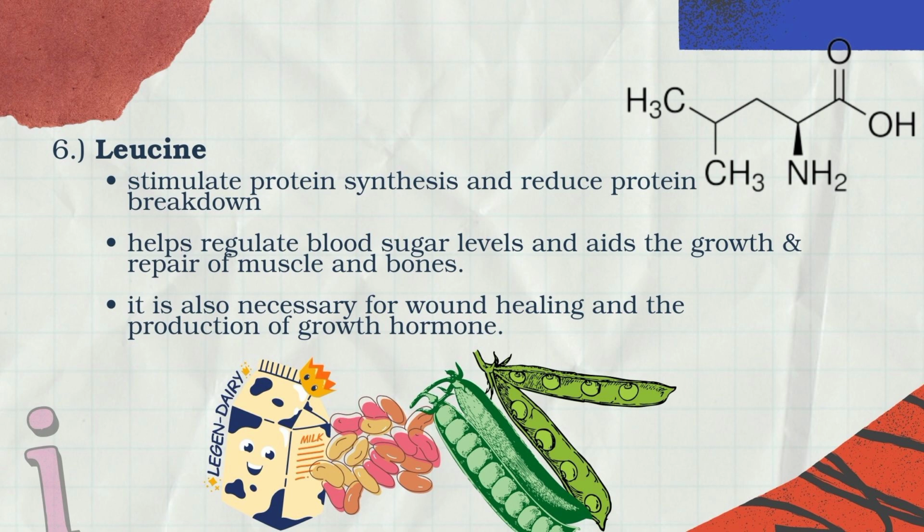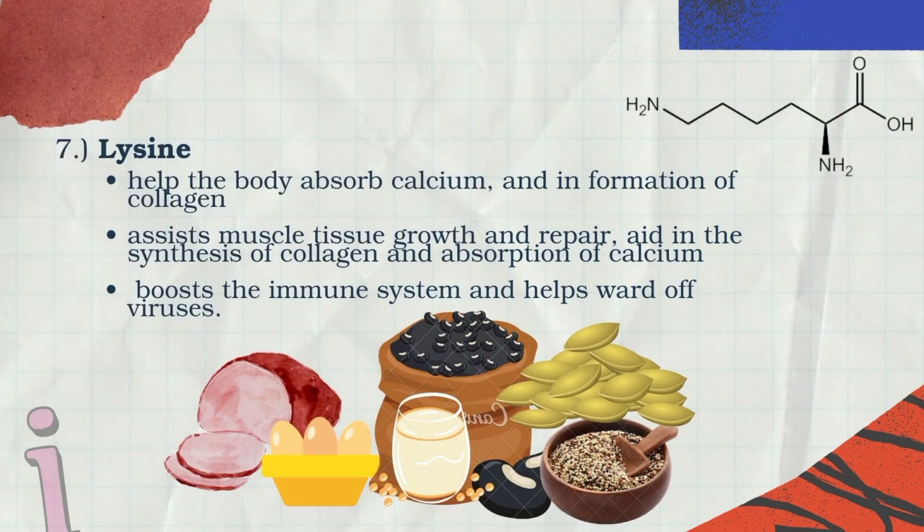Another essential amino acid is leucine, which stimulates protein synthesis and reduces protein breakdown. Leucine helps regulate blood sugar levels and aids the growth and repair of muscle and bones. It is also necessary for wound healing and the production of growth hormone. Dairy, soy, beans, and legumes are sources of leucine.